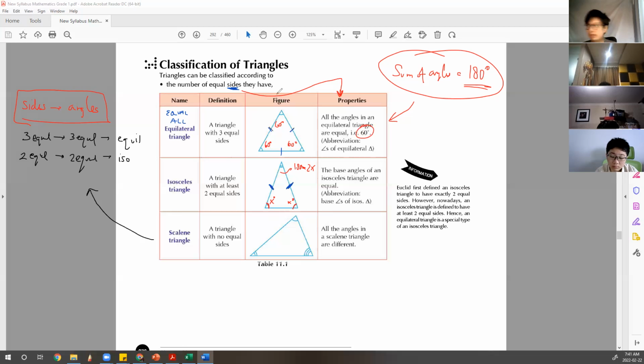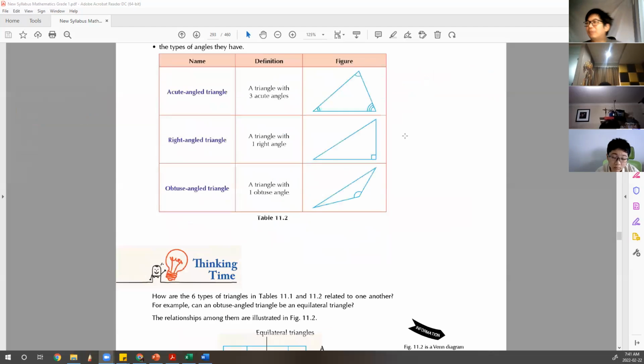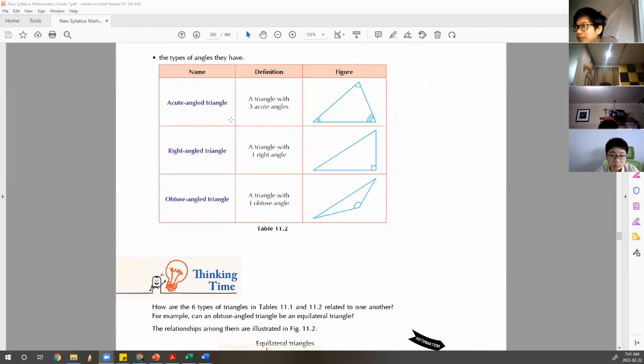Let's go for the next. Now the types of angles that they have. Wow, okay. This is a different perspective. Previously we learned about the sides. Now we learn about the angle. Based on its angle, we have three also.